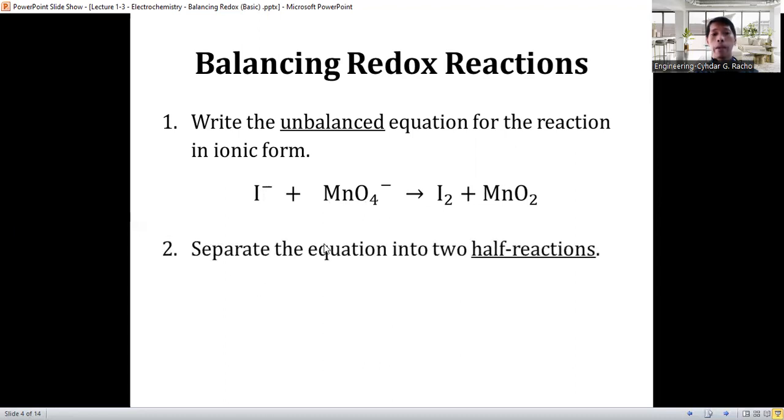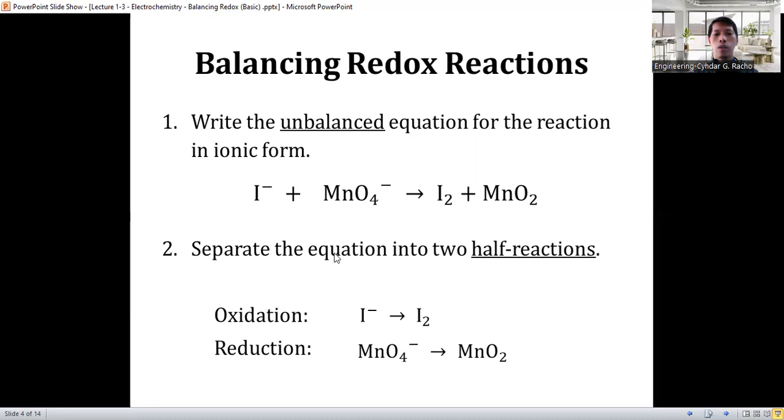Number 2 is to separate the equation into two half reactions. So let's separate. We have I minus turning into I2. And then we have MnO4 minus turning into MnO2. All right, so we have oxidation and we have reduction. From I negative to I2, that's the oxidation, and the other is reduction, but we can further verify later.